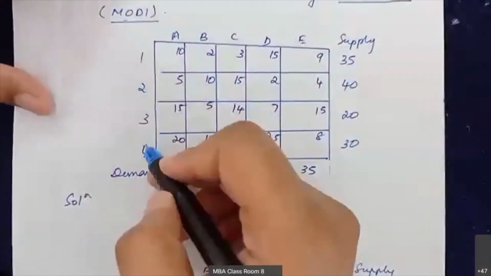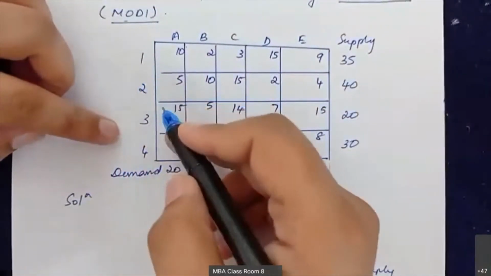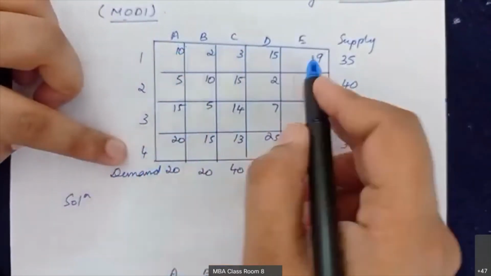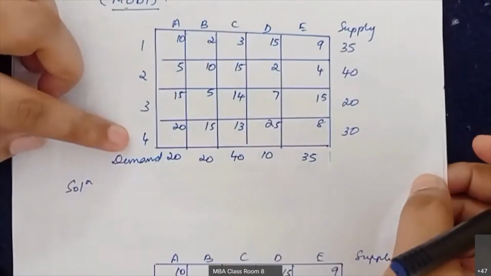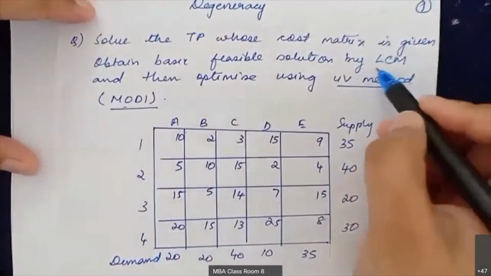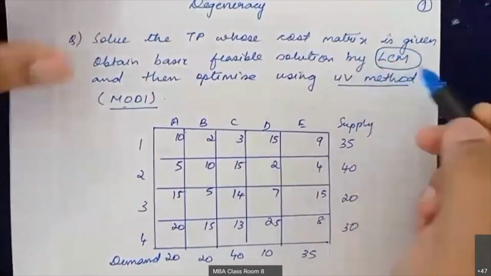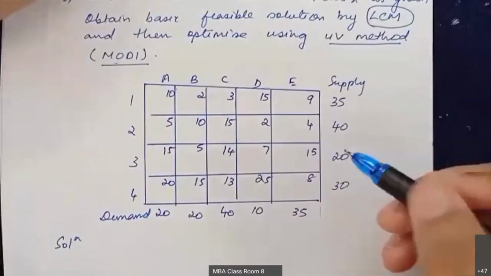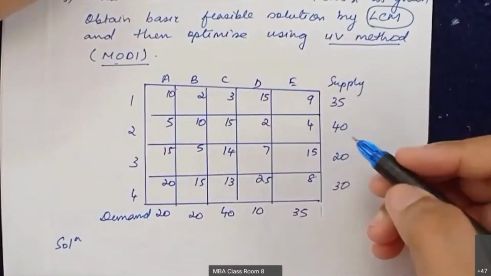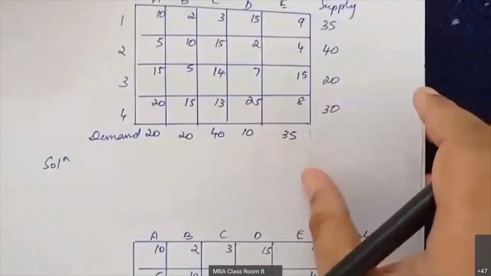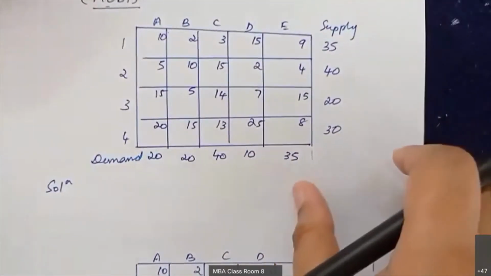Here this is the question. We have 4 sources represented by 1, 2, 3, and 4, and we have 5 destinations A, B, C, D, and E. Before we start with any of the methods, it is given that the initial solution has to be found using the least cost method. So before starting with the least cost method, what should we check? We have to check whether the problem is balanced or not. How will you check if it is balanced?